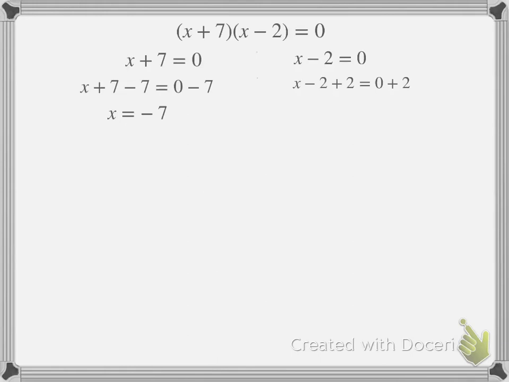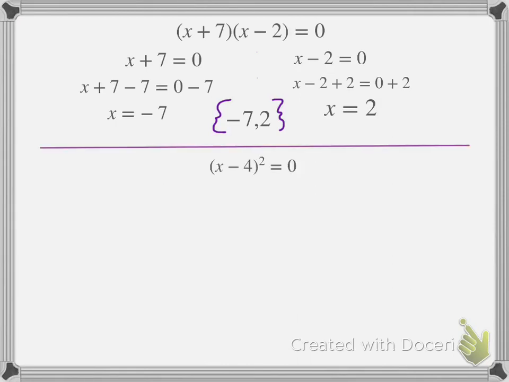Or we could do x minus 2 equals 0. Adding 2 to both sides, we get x equals 2. So our final answer here is negative 7 and 2 would be the correct solution set. Those are brackets. That's what we use to show that there is a set of numbers. That is correct set notation.